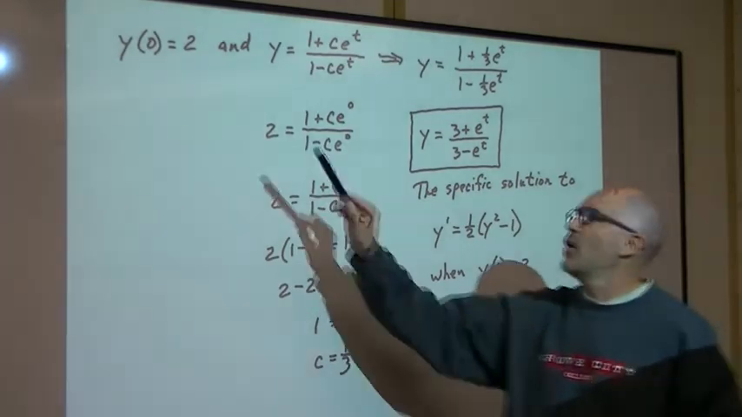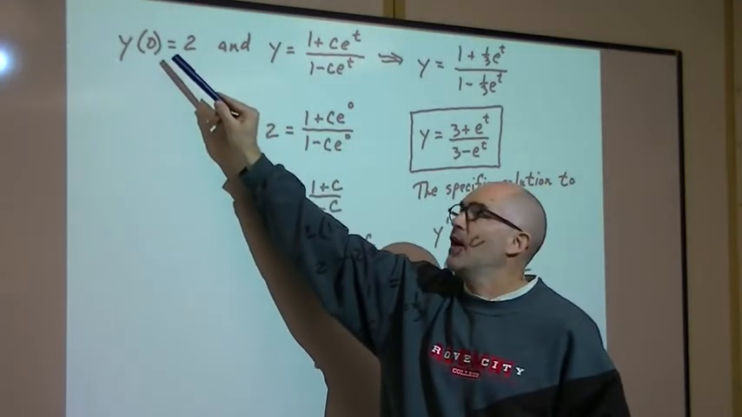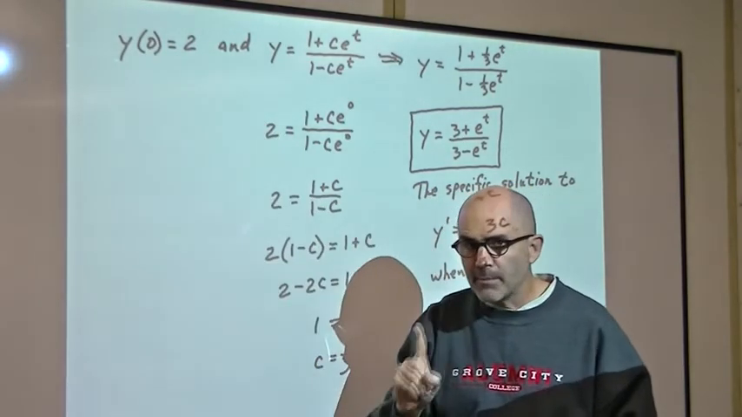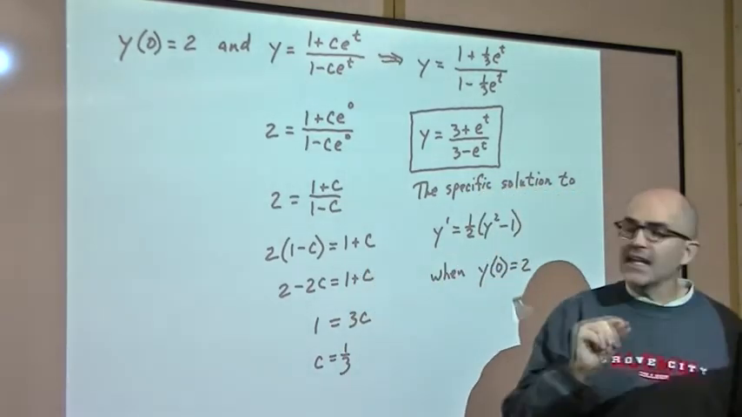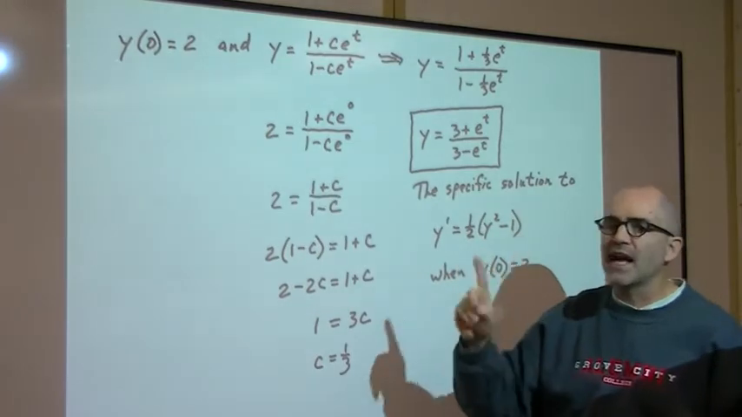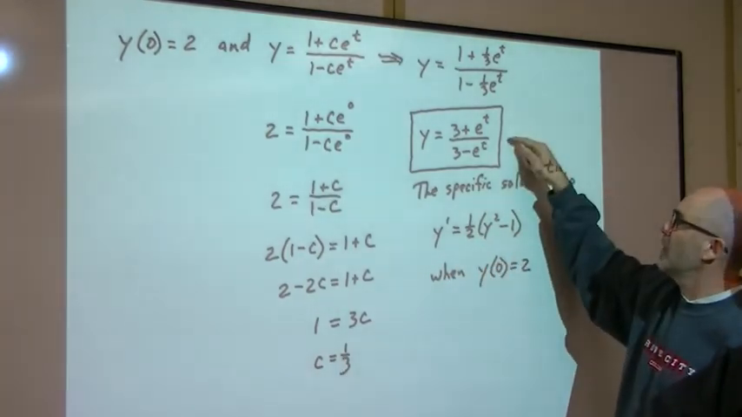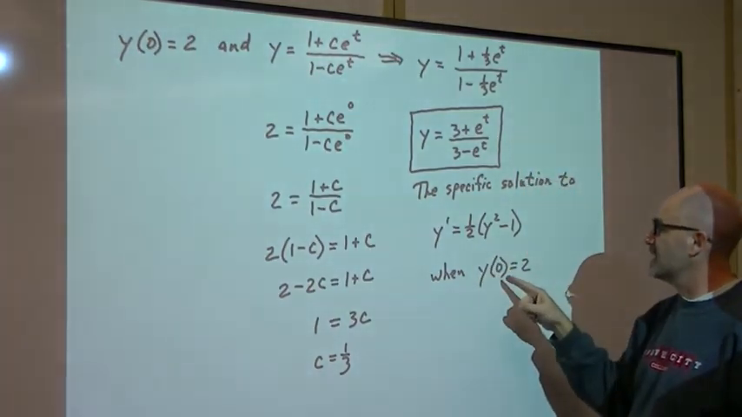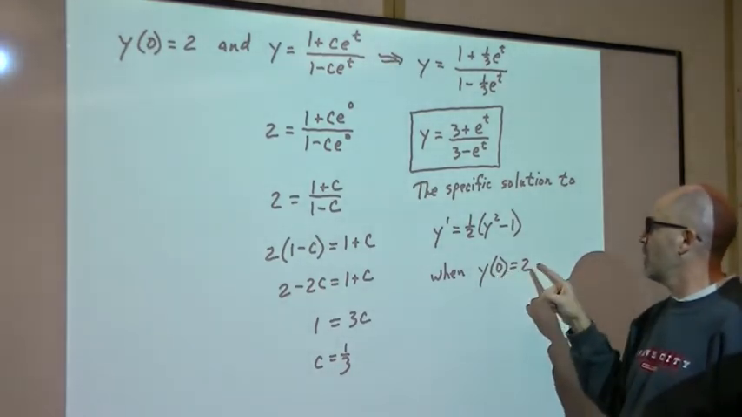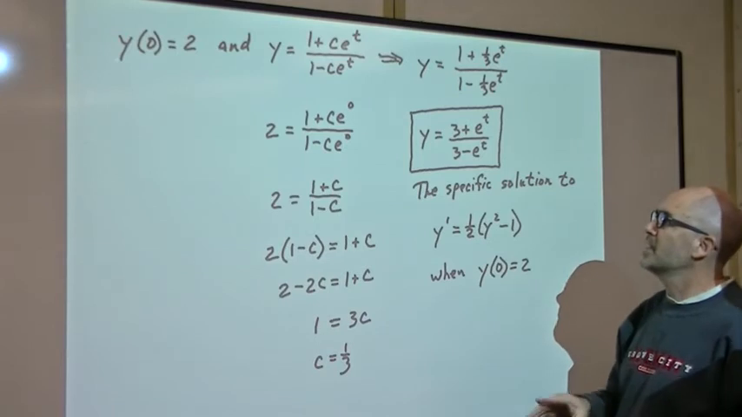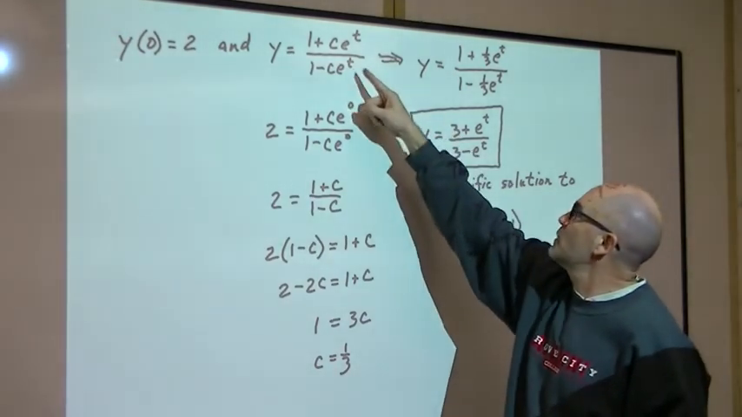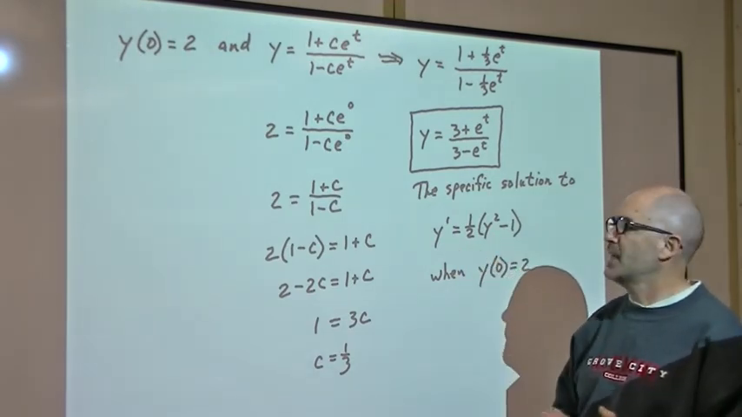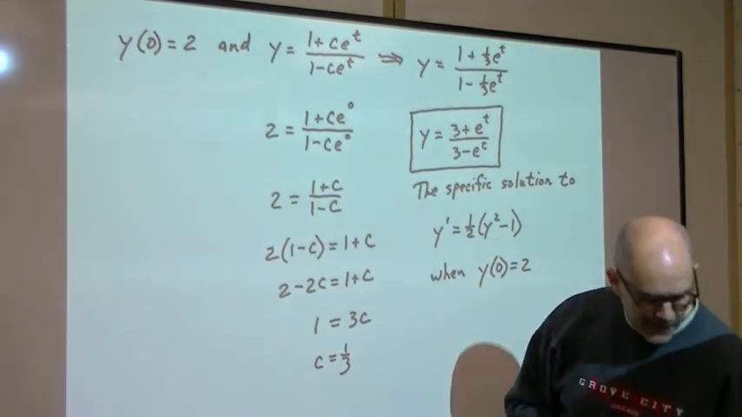So what they gave us, though, is one particular value of y for one particular value of t. Now, when I have exactly 1 point there, then I can eliminate the whole family and come down to exactly one solution, and that's this right here. So this is the specific solution to this differential equation at the point t equals 0, y equals 2. But this is the general solution to the differential equation for any values of c and t. So that's it. Have fun with these.